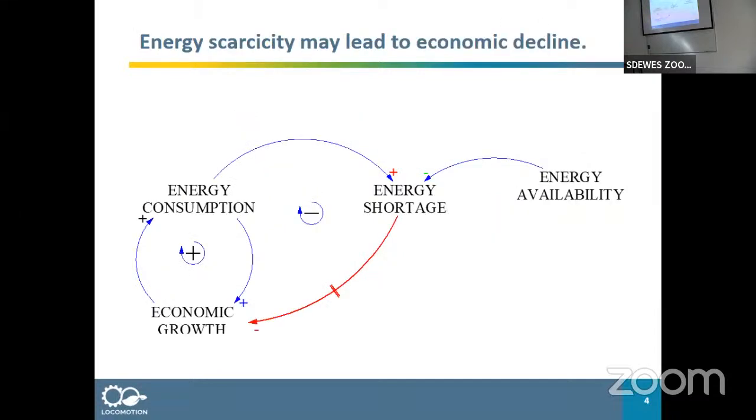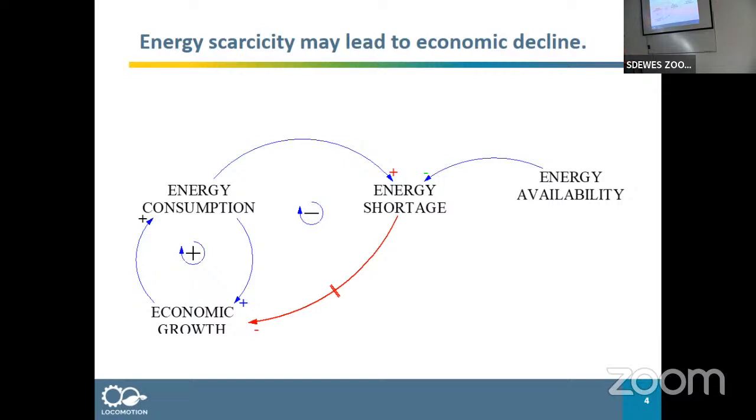But it's not the only variable relevant for us. Obviously, we have a limit in the energy that is available. Not all the energy is available. We have some resources, fossil fuel resources, renewable resources, but every one of them is limited. Okay? So this may be the balancing loop that maybe stabilizes the situation. When we increase the energy consumption, the energy shortage will be higher, and energy availability decreases the energy shortage. So this energy shortage may imply a decrease in economic growth.